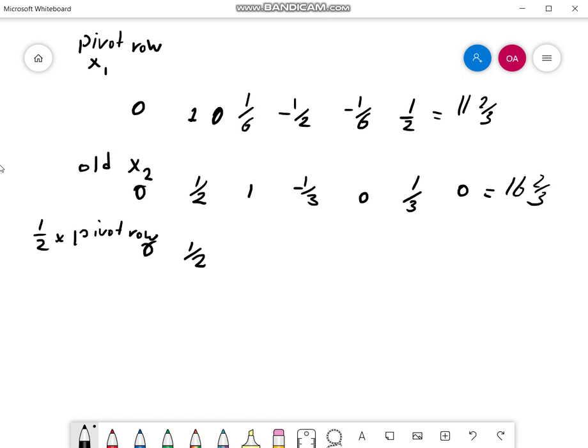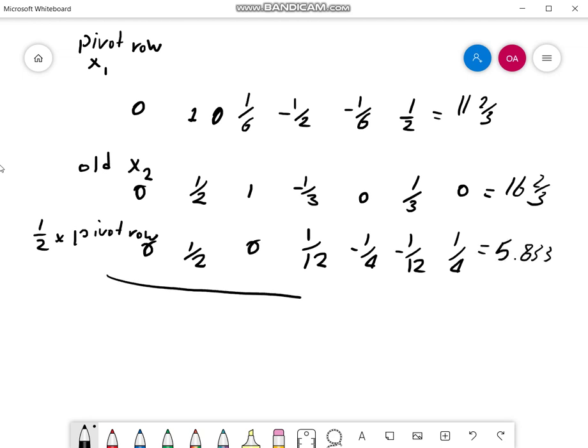Yeah, you need to be very accurate in this kind of solution. And thankfully we do it via MATLAB, or simplex. We will cover this in a couple of coming lectures. So we have here half, 0, 1 over 12, minus 1 over 4, minus 1 over 12, 1 over 4. We have then 5.8333. Then we have the calculations for it.